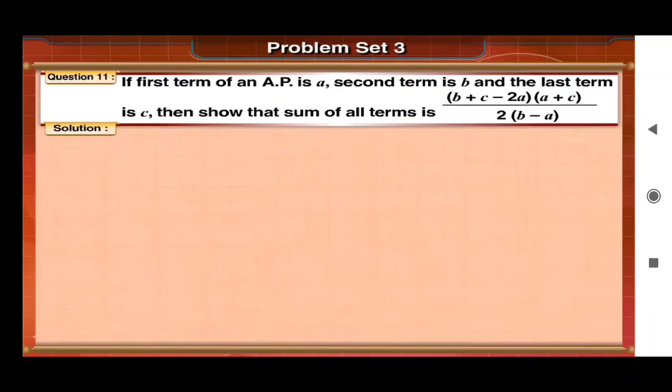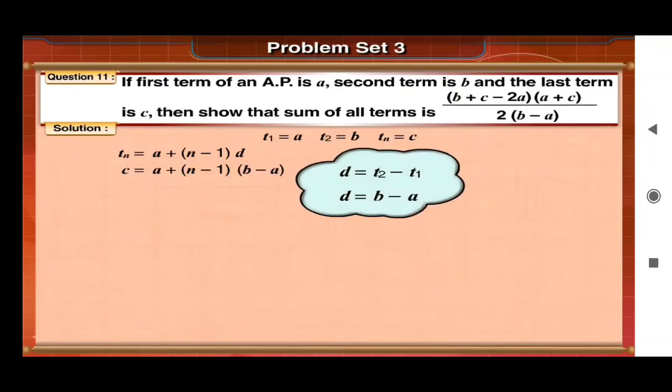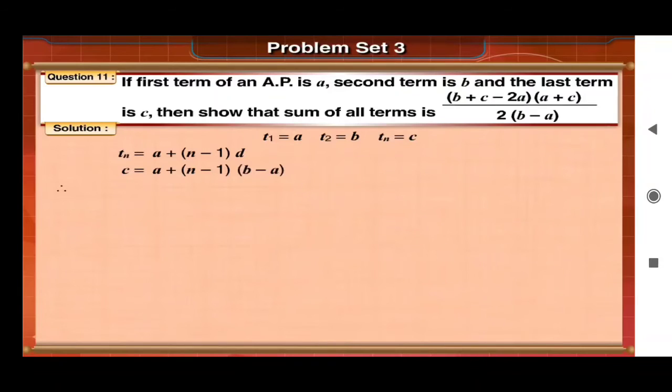Solution. It is given that the first term, t1, is a, t2 is b, and the last term, that is tn, is c. On substituting the value in the formula of tn is equal to a plus n minus 1 into d, we get c is equal to a plus n minus 1 into b minus a. Therefore, c minus a is equal to n minus 1 into b minus a. Therefore, n minus 1 is equal to c minus a upon b minus a.